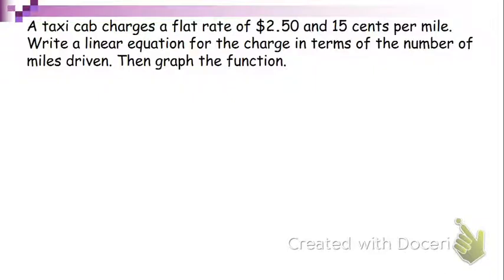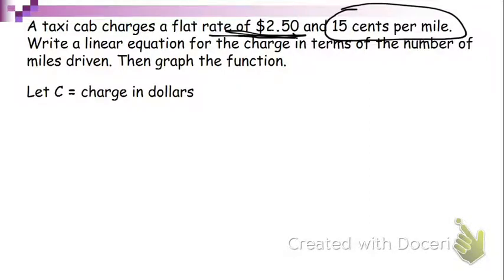Okay, here's another one. This time I don't think we have everything given to us. We have a flat rate of $2.50. So no matter how far you go, you have to pay $2.50. But then it's 15 cents per mile. We want to write a linear equation for the charge in terms of the number of miles, and then graph the function. C is going to be the charge in dollars. So here's our dependent. Independent is going to be the number of miles.